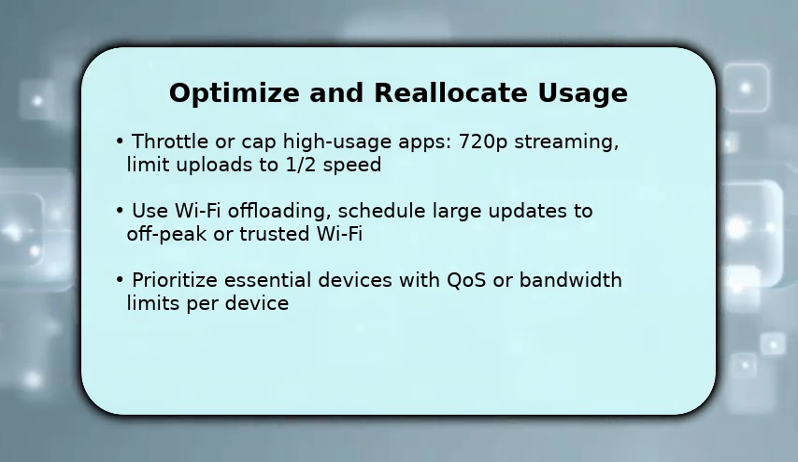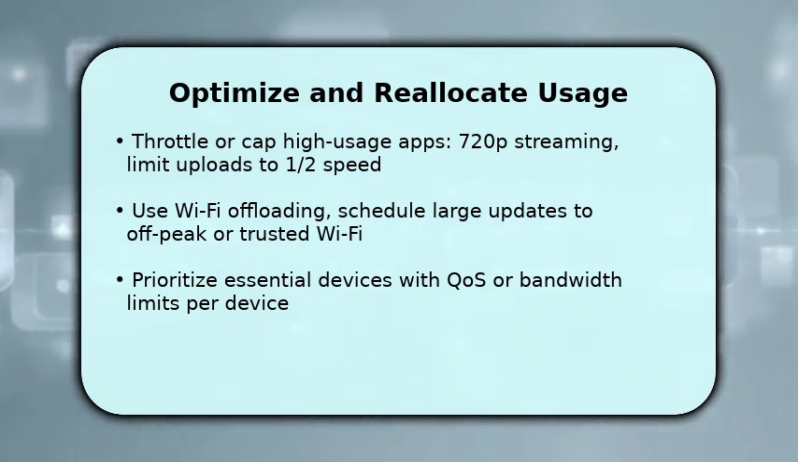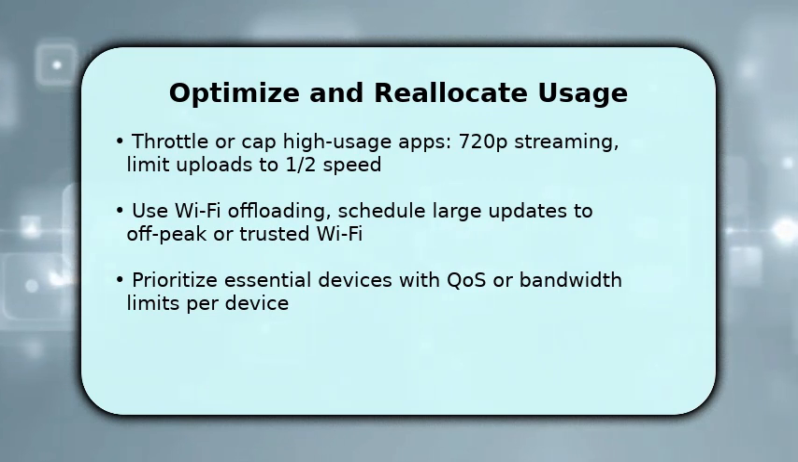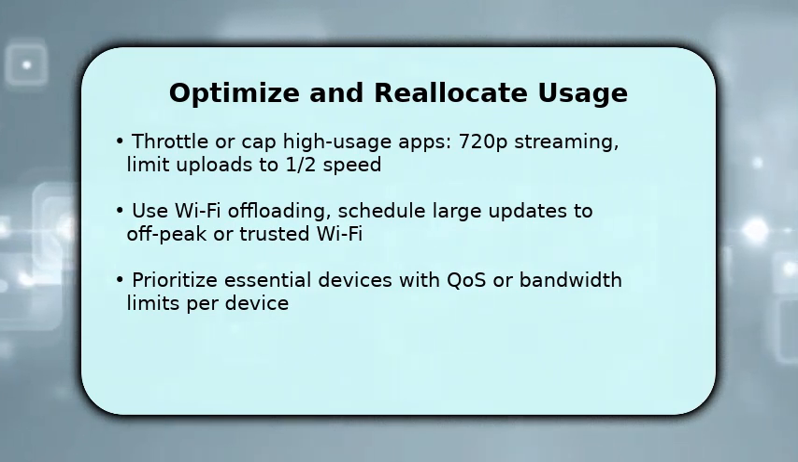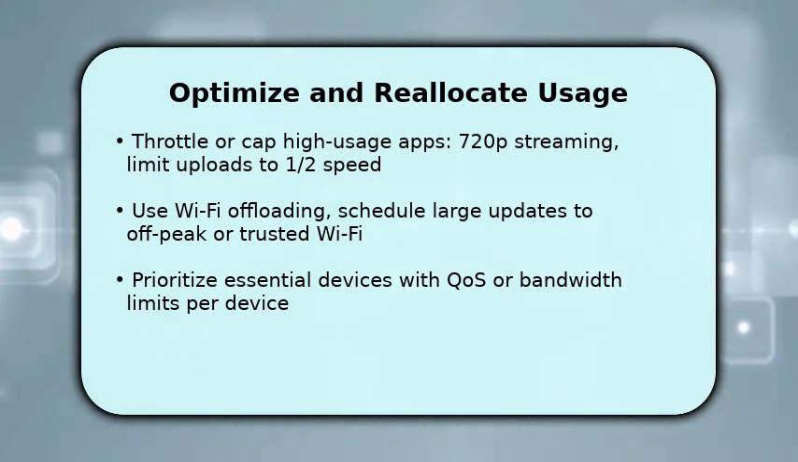Make sure to set QoS rules or per-device bandwidth caps on your router so critical devices keep performance while background devices get throttled. This middle phase is detailed execution. Doing it methodically keeps apps functional while stretching.